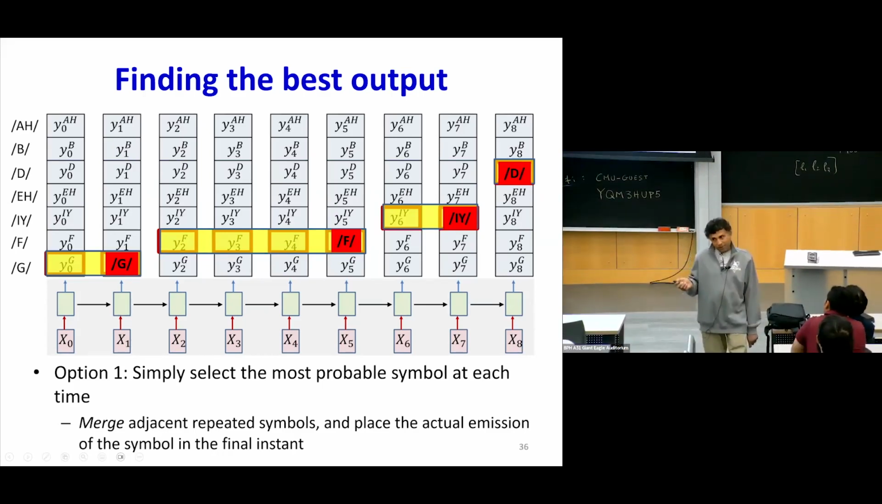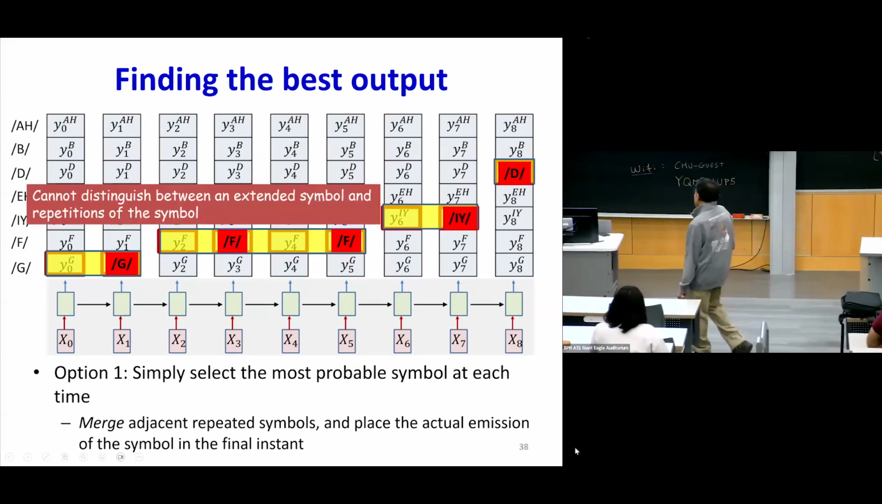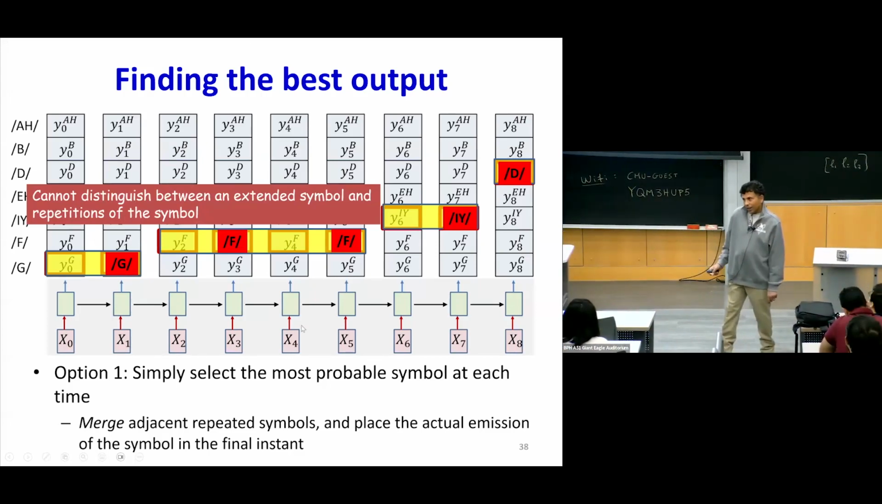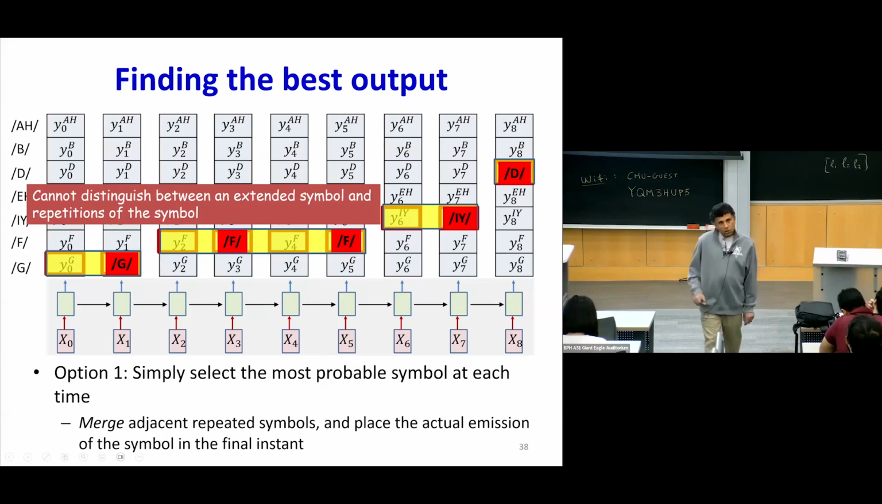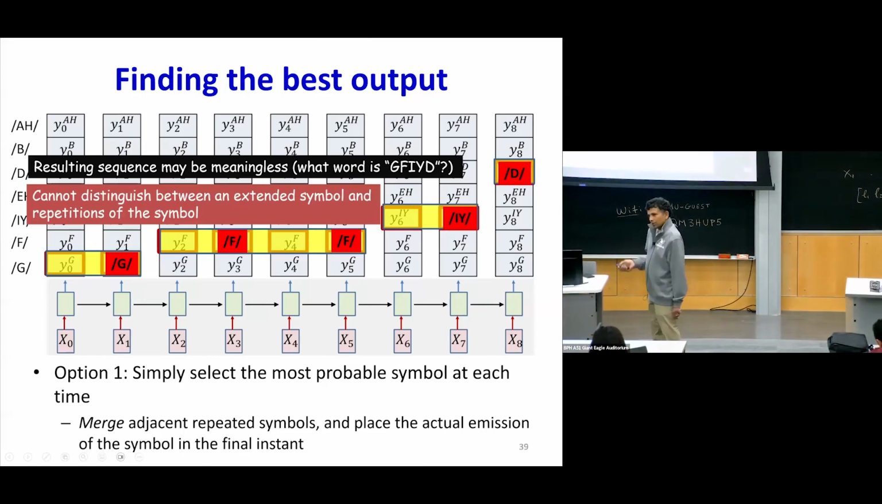What would the problem with this be? Anyone? I don't know whether the first instance is to be skipped or the latter one. You cannot distinguish between genuine repetitions and repetitions due to extension, right? You can't really make out the distinction between these two. So we have this problem. Also, the resulting sequence may be meaningless. So, you're imposing no structural constraints.